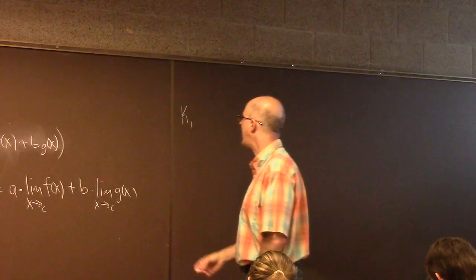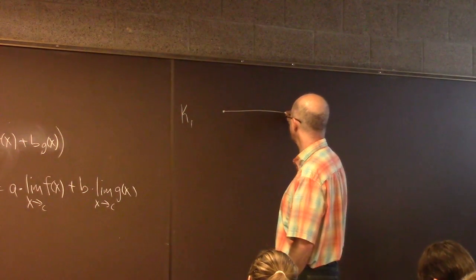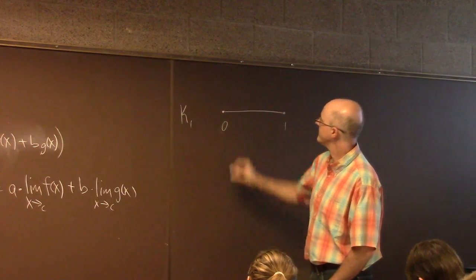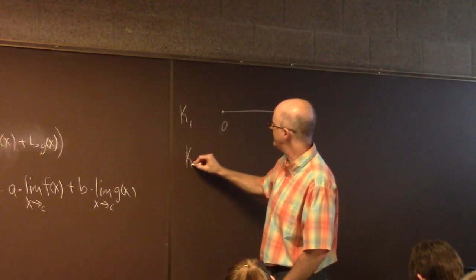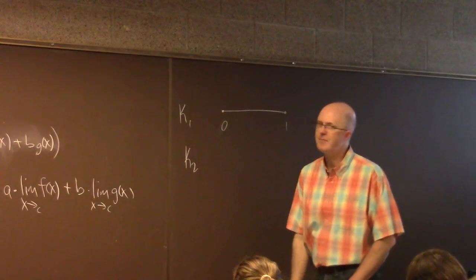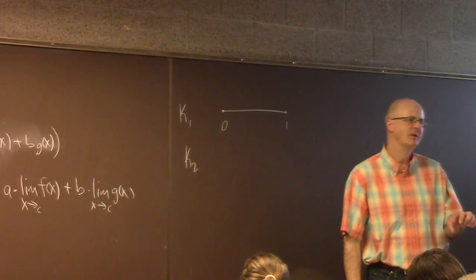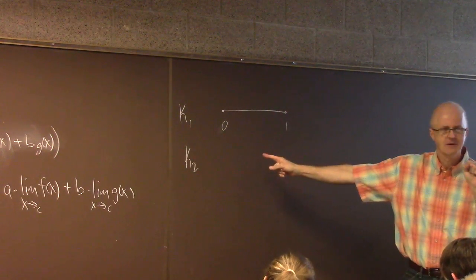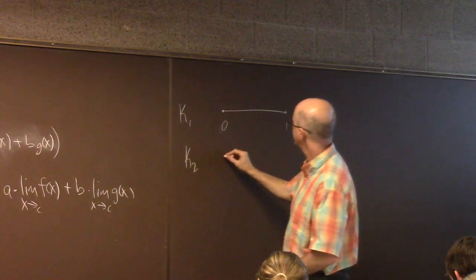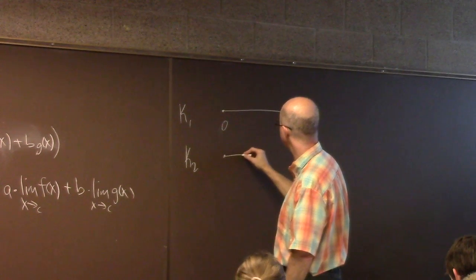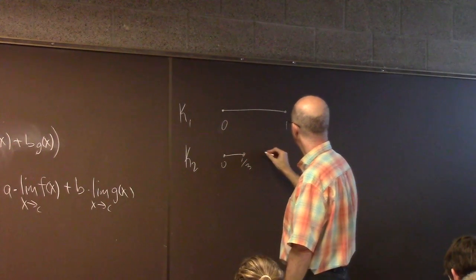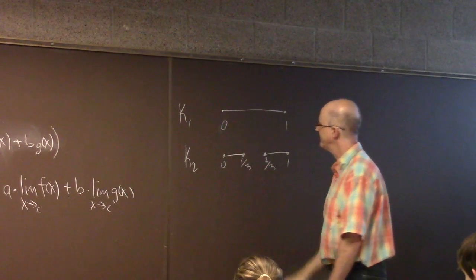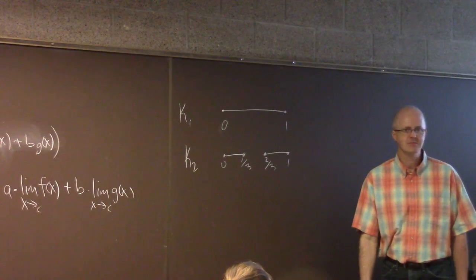If you let K1 be the closed interval from 0 to 1, let K2 be the interval obtained by taking out the open middle third of this interval. Consider the union of the closed intervals from 0 to 1/3 and from 2/3 to 1. We're going to call that K2.